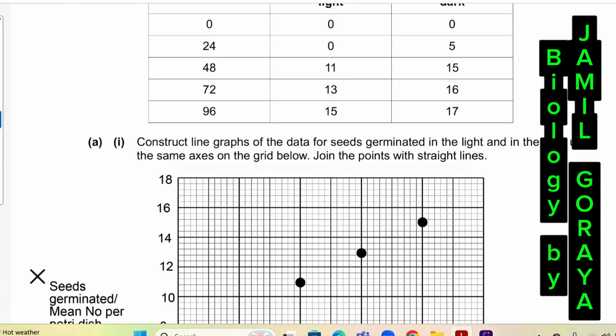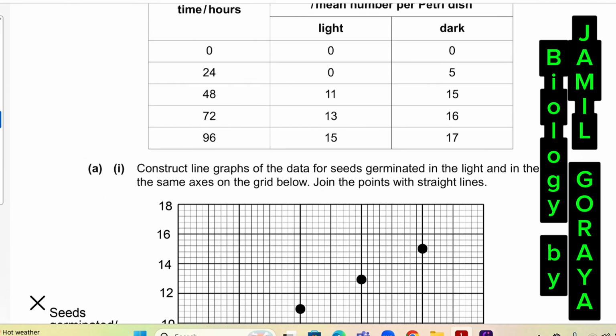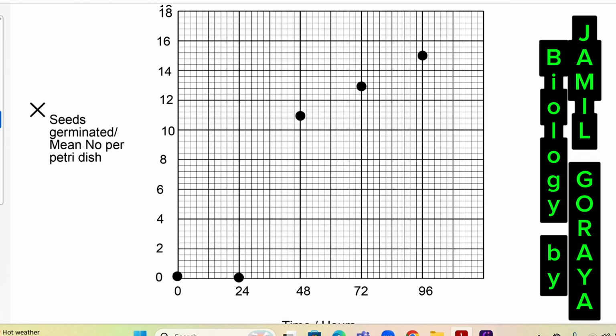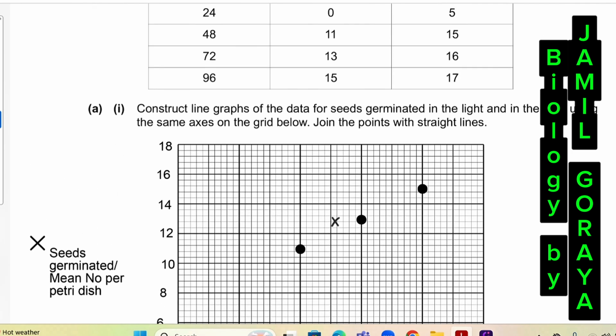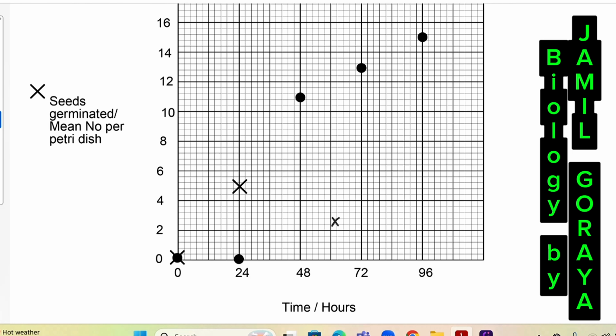Let's see the values for dark: 0, 5, 15, 16, 17. So first one is same, so we will be putting at same place. Then is 5. It will be here. Then I think it is 15, 16, 17.